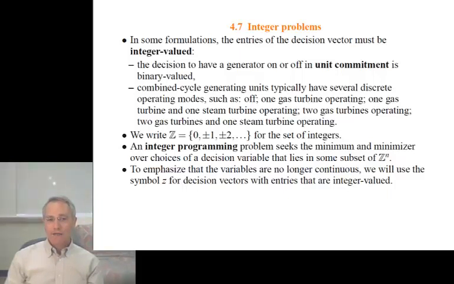So I'm going to write the capital Z for the set of integers. And an integer programming problem seeks the minimum and minimizer over choices of a decision variable that lies in some subset of the n-fold Cartesian product of Z with itself. In other words, an n vector of integers. To emphasize that our variables are no longer continuous, I'm going to typically use the symbol z for decision vectors with entries that are integer valued.